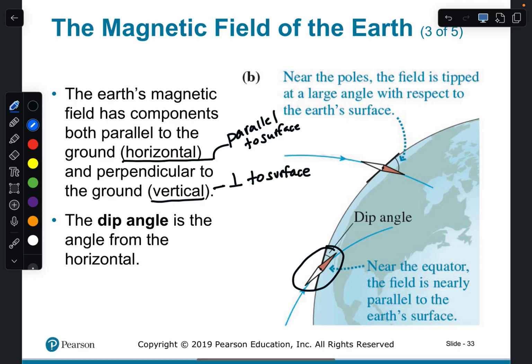Essentially what we're doing is taking this magnetic field vector here and splitting it into a parallel to surface component, which is the horizontal, and an into the surface component, the vertical component, right? Just like we do X and Y: vectors in an XY plane have a component in the X, a component in the Y. Well, magnetic field vectors, we're going to split them into components parallel to the surface and perpendicular to the surface.